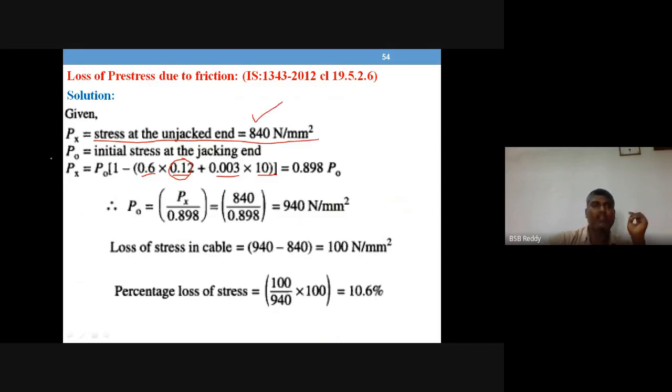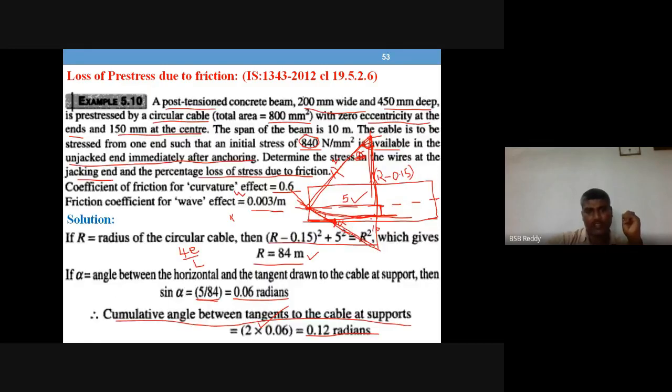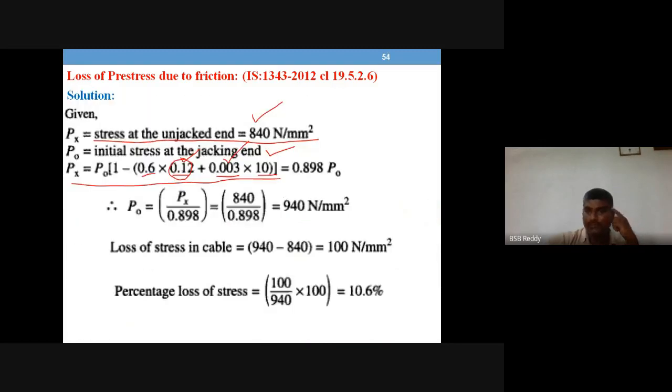Px is the stress at the unjacked end, means after losses. This is 840. P naught is to be found, the jacking value. So you have a formula like this: Px is equal to P naught into e power minus (mu times alpha plus K times x). Alpha is now known to you. All these values are given to you. Mu is given. K is given.